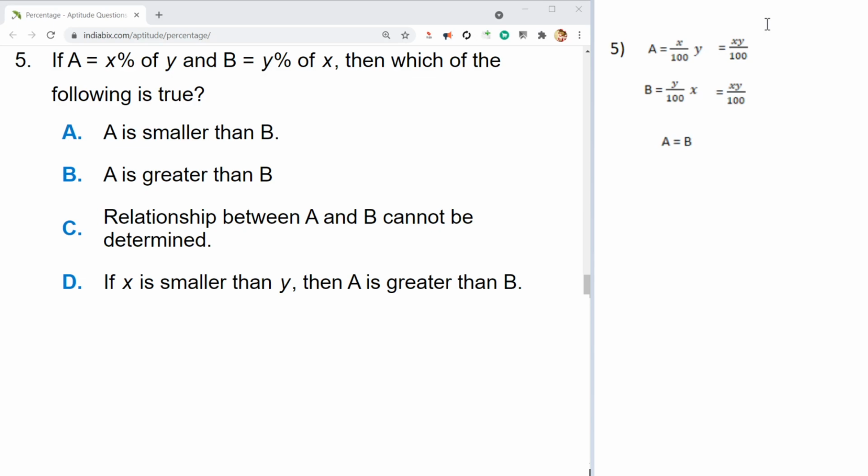That option is not available in A, B, C, D. So none of the above, which is option E. Option E is correct.